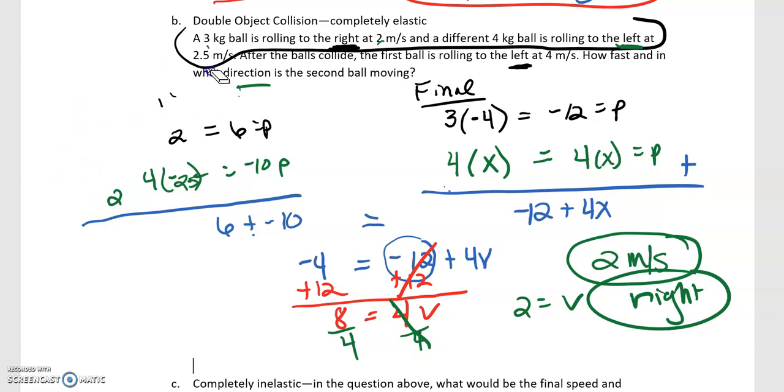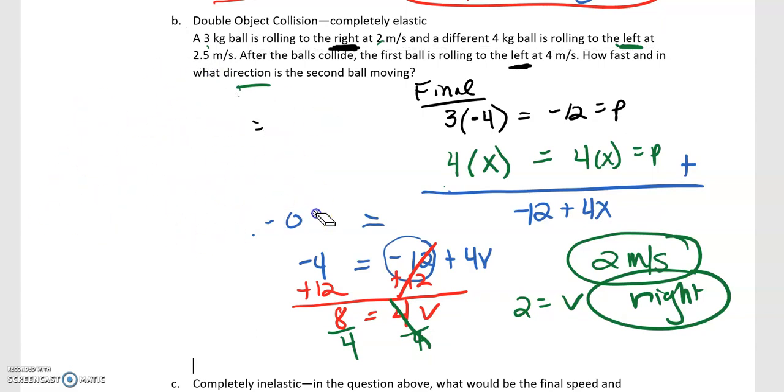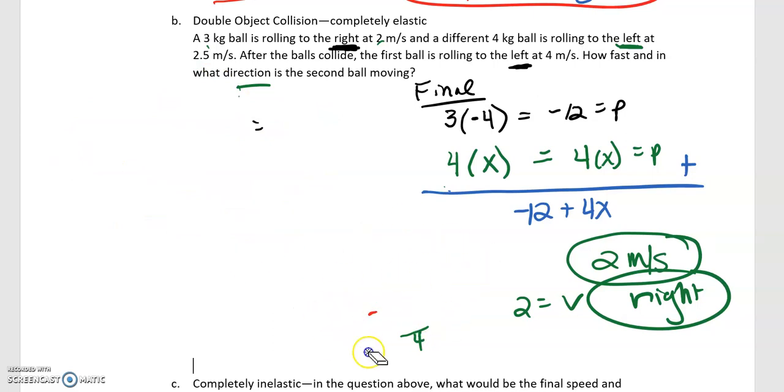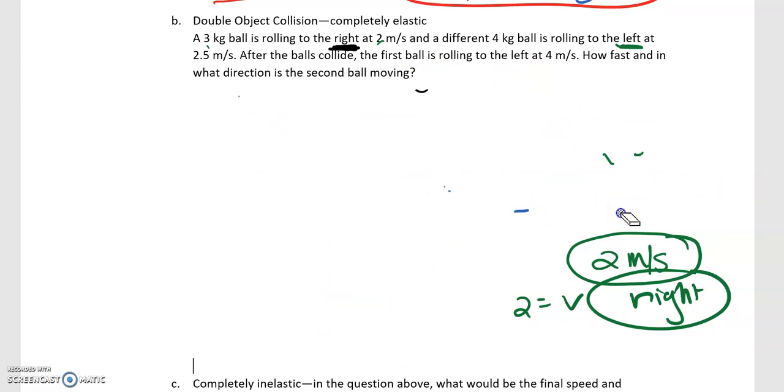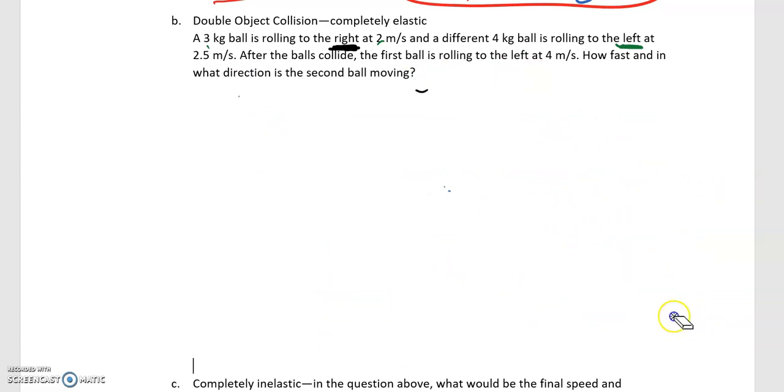Another way that a lot of people use, it's the exact same process actually, but it's just set up all in one formula, so it doesn't take up quite as much room. But again, you would need to decide what makes sense for you. So we could set this up as 3 times 2 plus our 4 kilogram rolling to the left at negative 2.5. And then because of our conservation of momentum, that has to be equal to the after values.